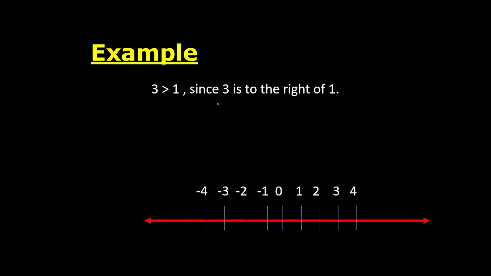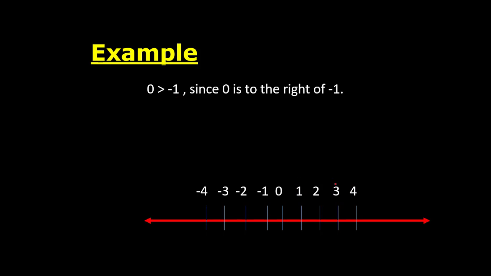Let's solve an example. We have two numbers, 3 and 1. We have to decide which number is greater. Now it is clear that 3 is greater than 1. Look at the number line: 3 and 1. Since 3 is to the right of 1, therefore 3 is greater than 1.